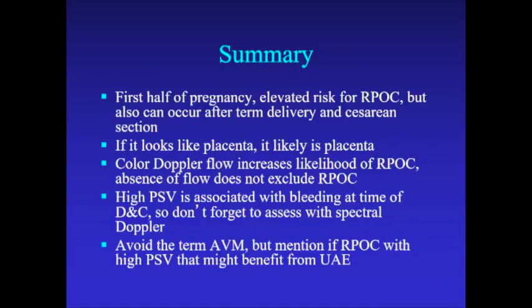So basically, in the first half of pregnancy, there is elevated risk for retained products, but it can also occur after term delivery and C-section. If it looks like placenta, it probably is placenta. Color Doppler flow increases the likelihood of retained products, but the absence of flow does not exclude this diagnosis. High peak systolic velocity is associated with bleeding at the time of D&C, so don't forget to assess with spectral Doppler. And please avoid the term AVM, but mention retained products with high peak systolic velocity that might benefit from uterine artery embolization.